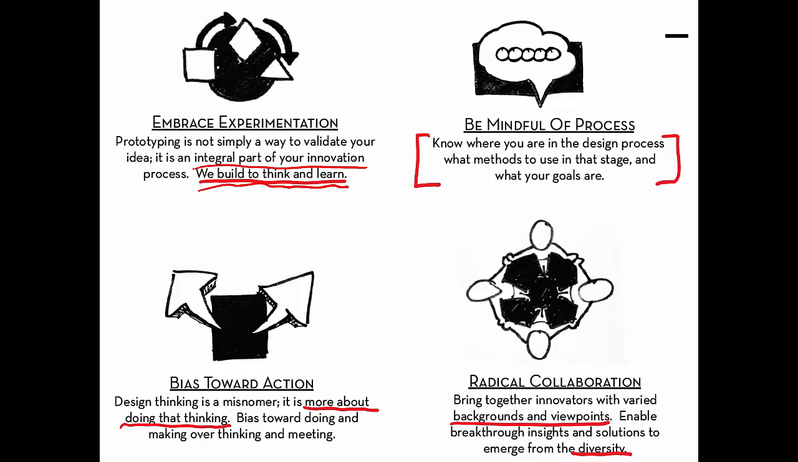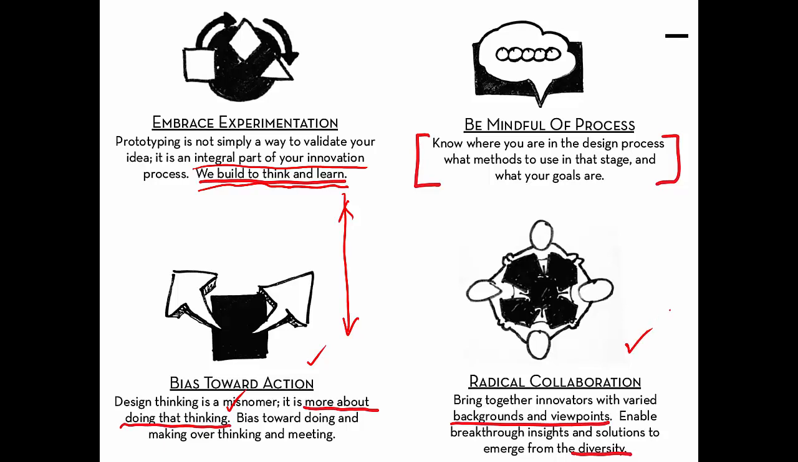Another principle is bias towards action. This is similar to embrace experimentation, because when you experiment, you take actions. And so design thinking, to some extent, is more about doing than thinking. And so we have a bias towards just get started, just do it. And certainly in the process, we need to think through what needs to be done, or what the outcome means, and how we should revise our action plan.